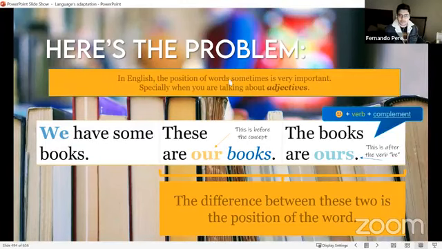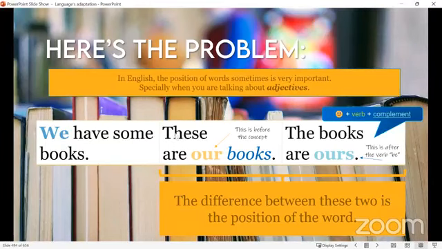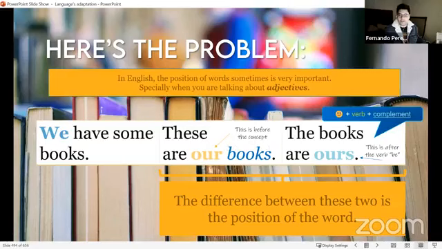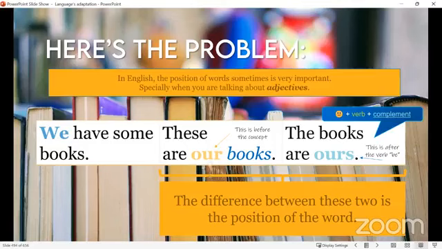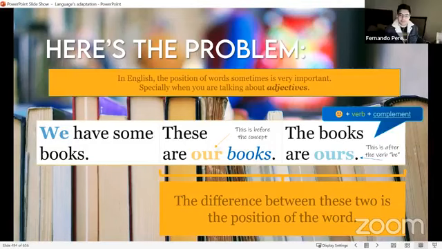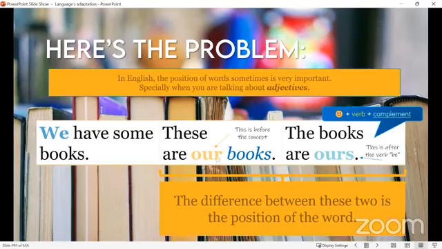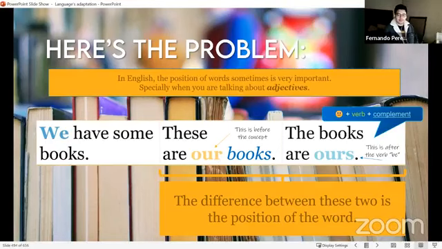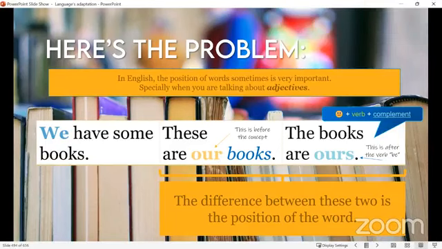In English, the position of words is very important, especially when you are talking about adjectives, okay? Adjectives, color, orange. These are our books, okay? The word our is describing the books. So this is an adjective. What is the position of an adjective? Do you remember? Before the noun.